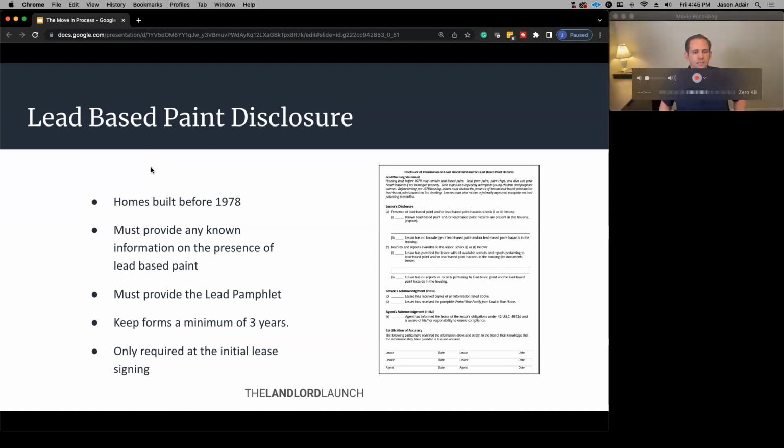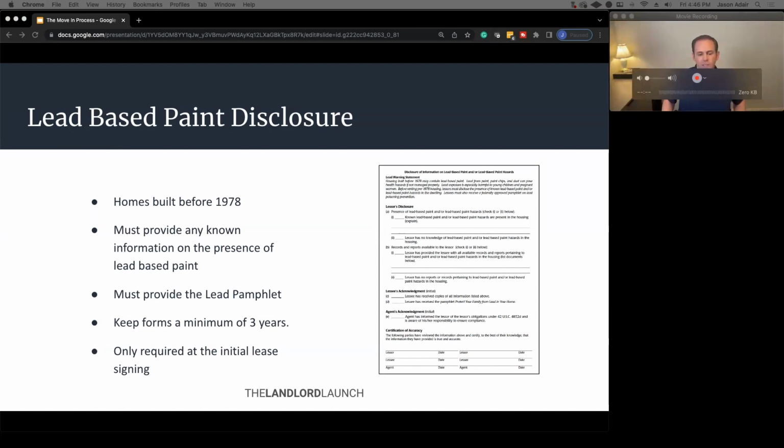Okay, here is something we definitely need to talk about: lead-based paint disclosure. Now, this is important. If your home was built prior to 1978, it is very, very likely that there is lead in the paint that was used. Even if it's the original coat, even if it's been painted 10 times over, there's probably lead in your home somewhere.